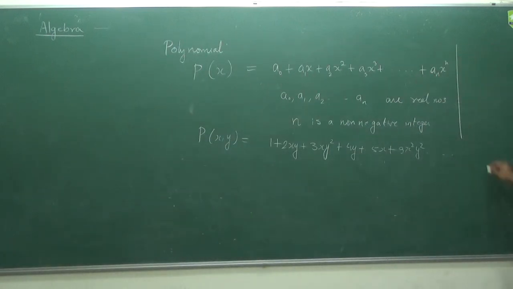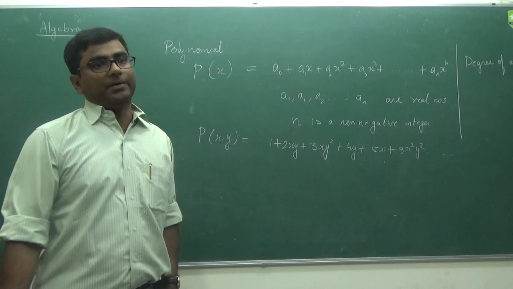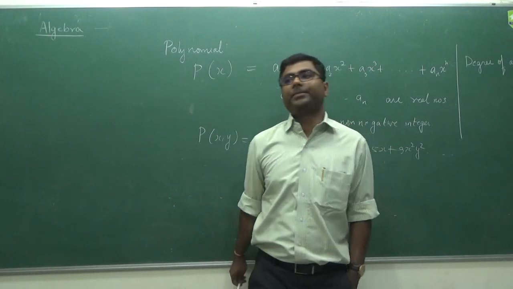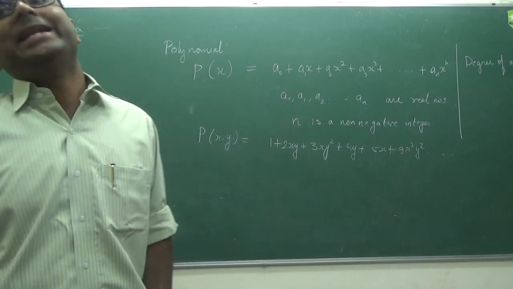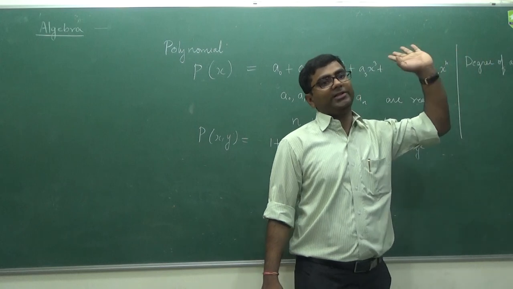Another important thing is the degree of a polynomial. What is the degree of a polynomial? The powers, basically. Which power? The power of the variable, but the highest power of the variable. In this case, let's say this is in increasing order. So what is the degree of this polynomial? n, isn't it? 1, 2, 3, 4, the maximum is n.